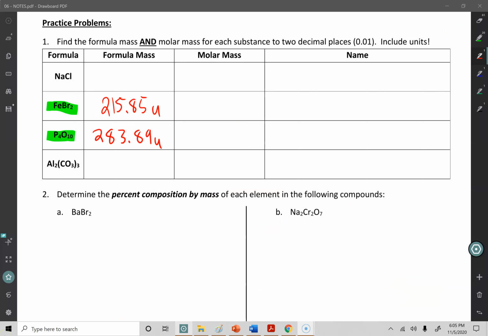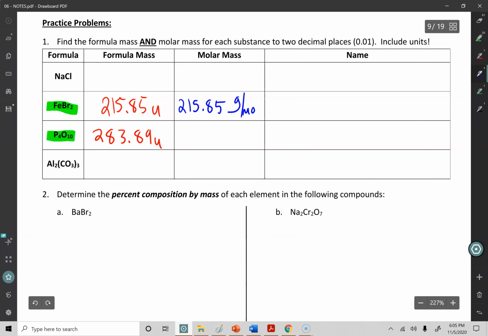If you want to find the molar mass of iron 2 bromide and tetraphosphorus octoxide, do not pick up a calculator. You already did the heavy lifting. The numerical value for formula mass and molar mass is exactly the same. The only difference is the units. So if I had a mole of iron 2 bromide, it would have a mass of 215.85 grams per mole. No calculator needed for this one. You know it's formula mass. It's really just a change in units.